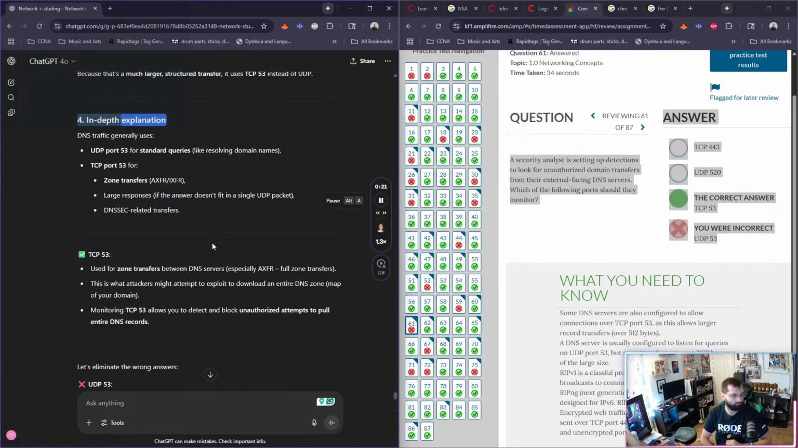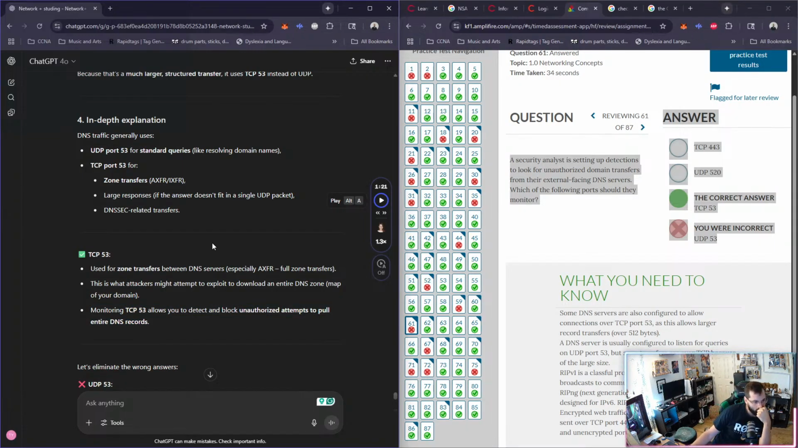In-depth explanation. DNS traffic generally uses UDP port 53 for standard queries like resolving domain names, and TCP port 53 for zone transfers, AXFR, IXFR, and large responses if the answer doesn't fit in a single UDP packet. TCP 53 is used for zone transfers between DNS servers, especially full zone transfers. This is what attackers might attempt to exploit to download an entire DNS zone map of your domain. Monitoring TCP 53 allows you to detect and block unauthorized attempts to pull entire DNS records.